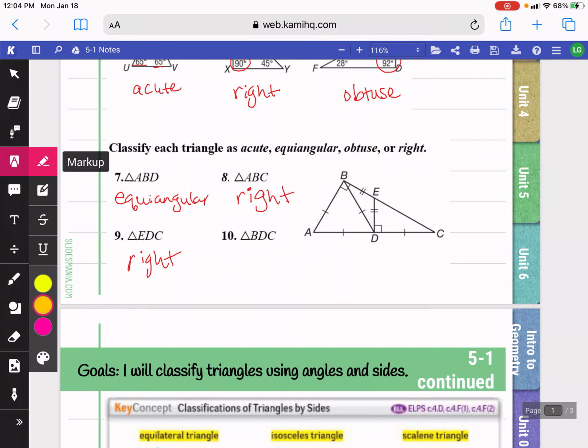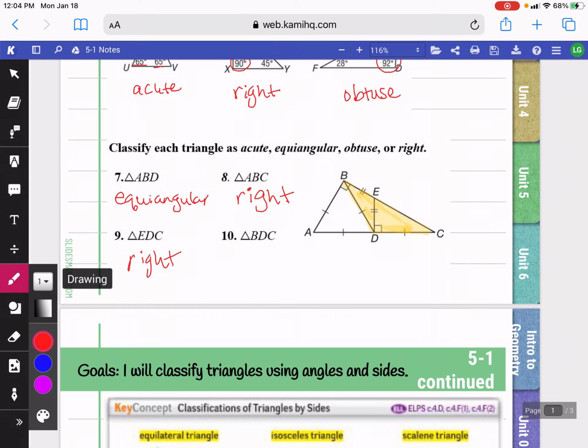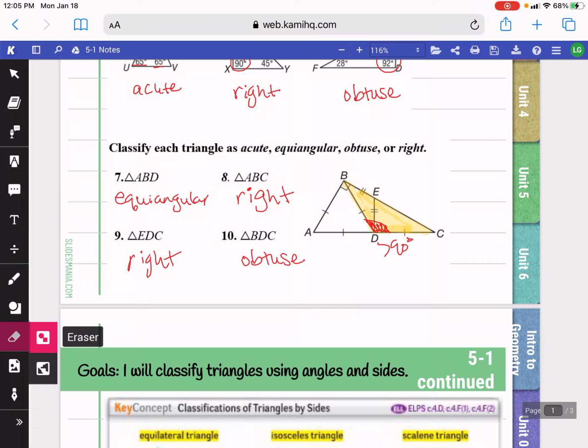And the last one, BDC, would be this triangle here. Look at that carefully. Don't get confused because you see a right angle. If you look at that angle carefully, it actually goes from here to here. So it's actually greater than 90 degrees, making this an obtuse triangle.